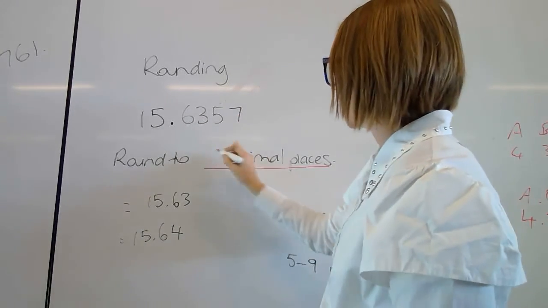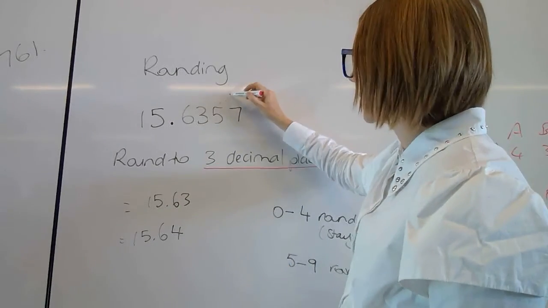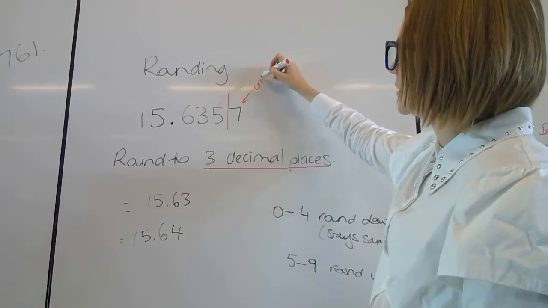Let's say I change this. Let's say I change it to this. I would still make my cut in my number. Okay, my critical number is the 7 now.